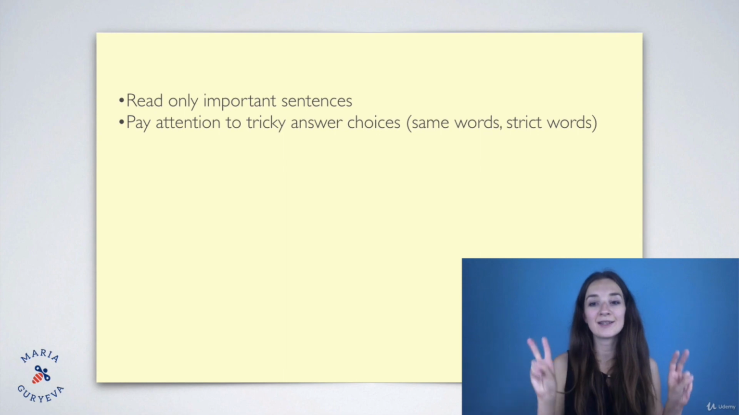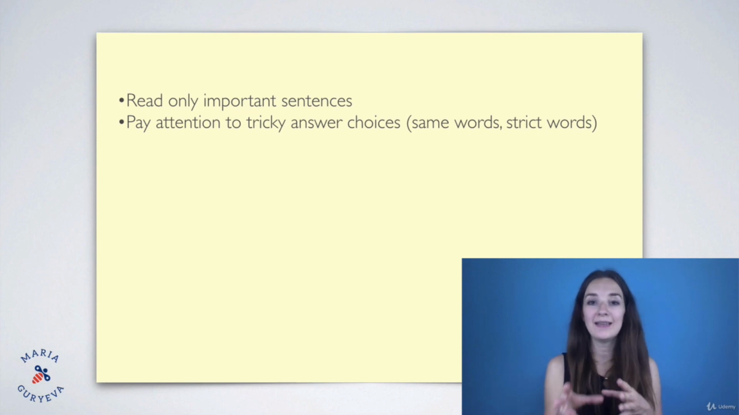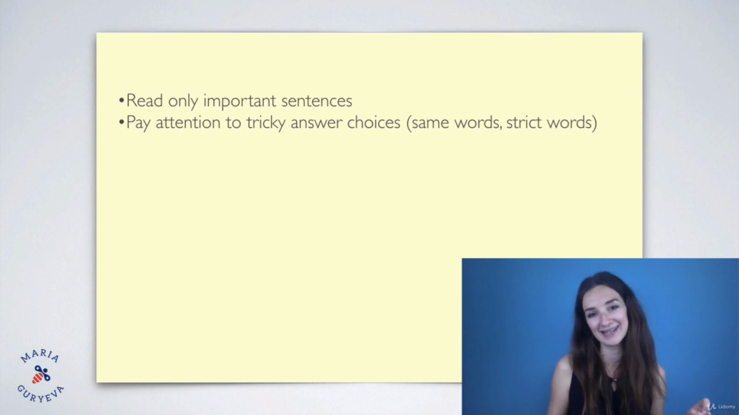The other one is strict words or eliminating words. So these are such words as always, only, and never. When we see these words in an answer choice, it means that the answer choice is wrong. We don't pick it, okay? So same words and strict words are the two tricks that we avoid in the answer choices.